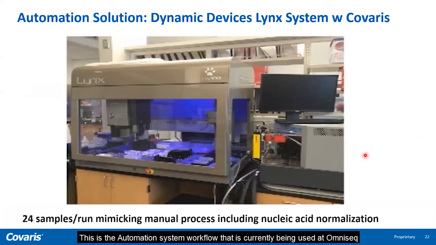This is the automation system workflow that is currently being used at Omniseq, and we have partnered with Dynamic Devices to integrate Covaris LE220 Plus with the Lynx liquid handler. Omniseq is using this end-to-end custom solution to process 24 samples per run, and this has been critical for their success and high throughput needs, and allows for clinical samples to go from extraction all the way to being put on the chip for sequencing.